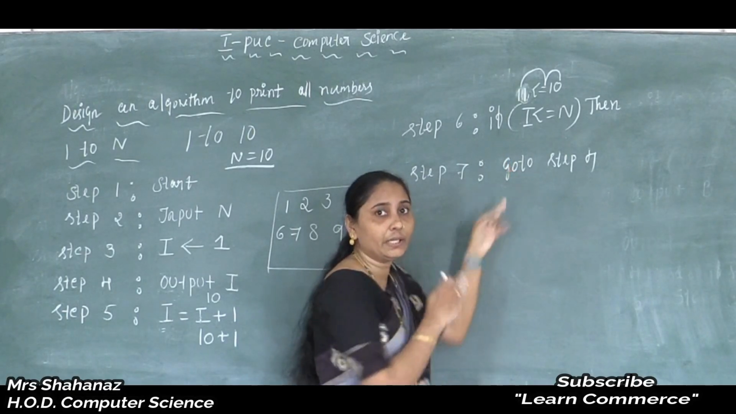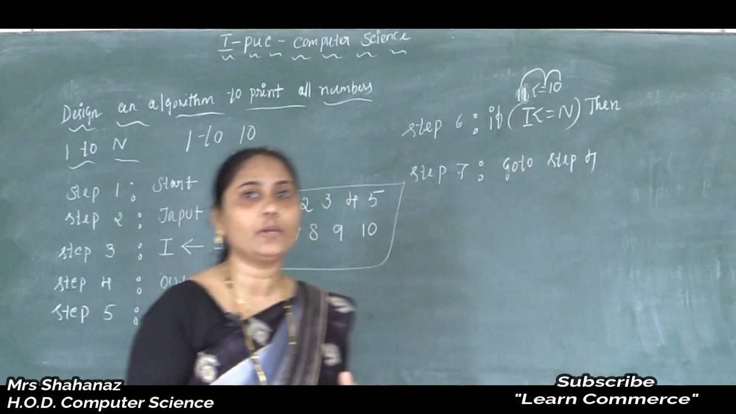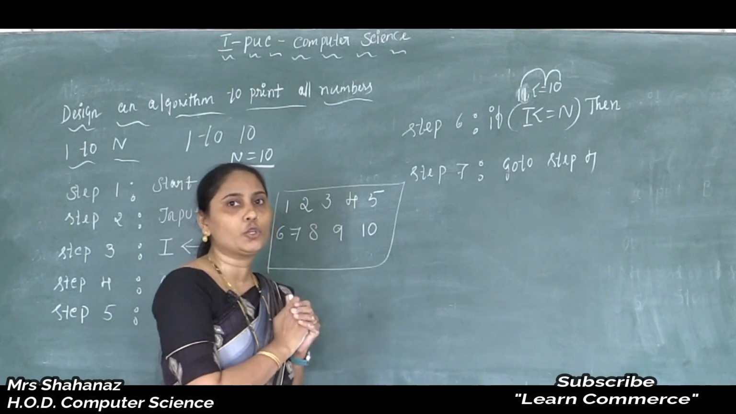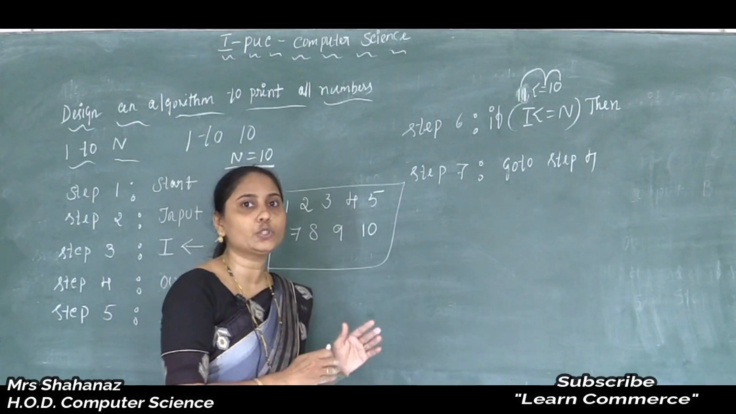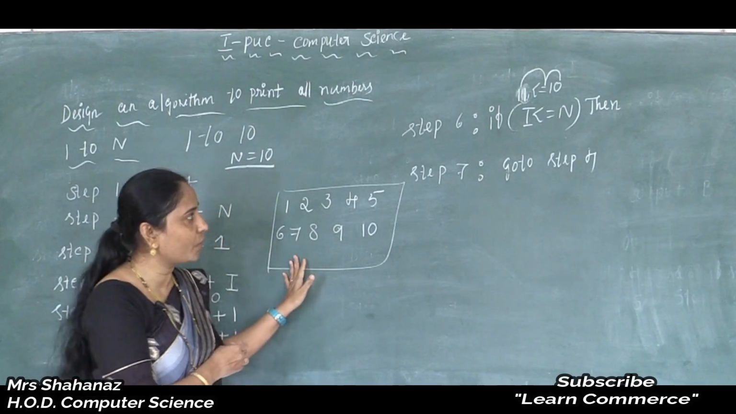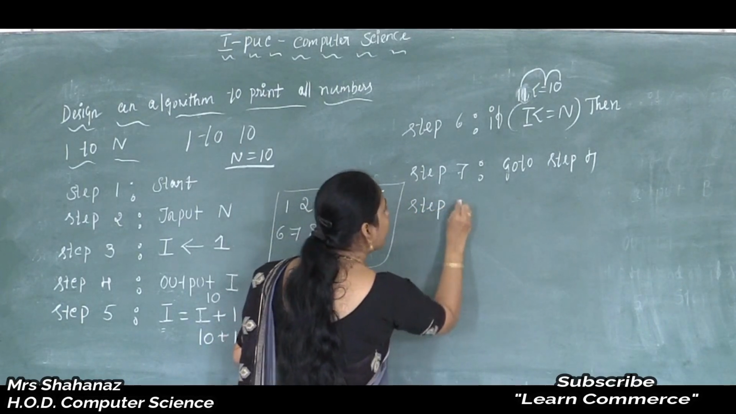If the condition is true, we need to go again and again to print the value. So as long as the condition is true, we are going to print the value. If the condition becomes false, then we need to stop the program. We need to stop the algorithm. Clear this point here? So after that, lastly we can write step 8.